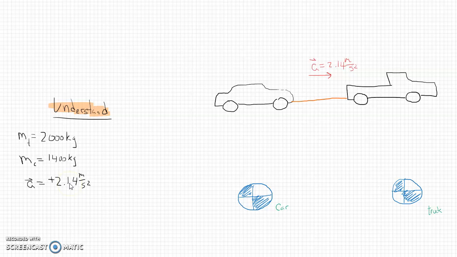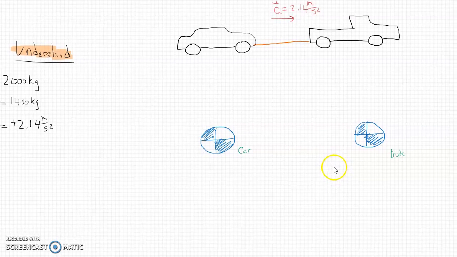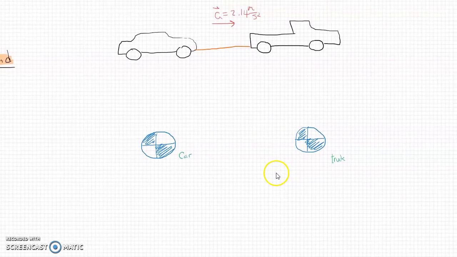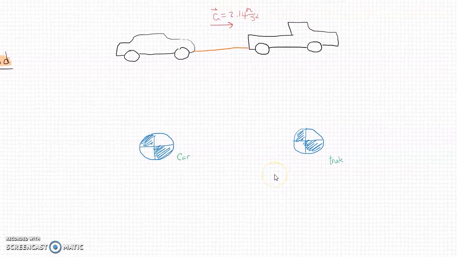So I guess the first thing I'll do here is we'll call this direction positive. Okay, let's define the positive x direction as the positive direction. The next thing I'm going to do is start to look at the free body diagrams of the objects.